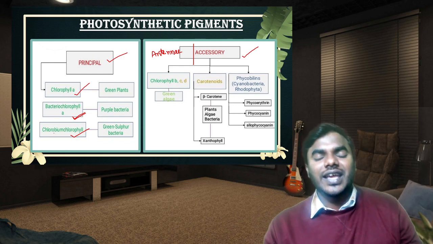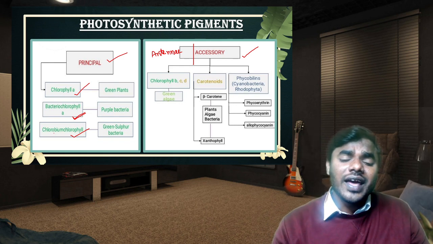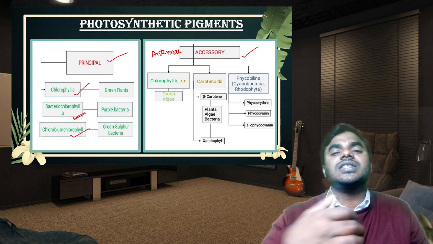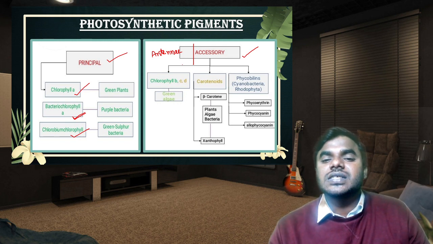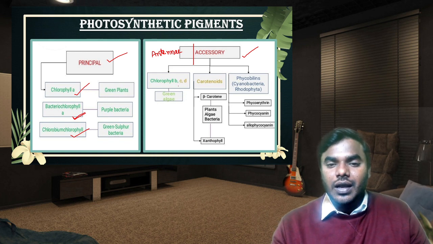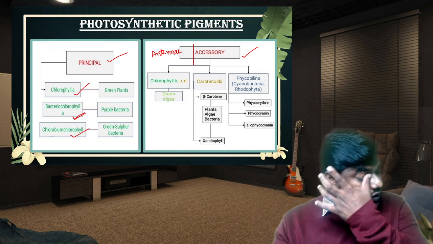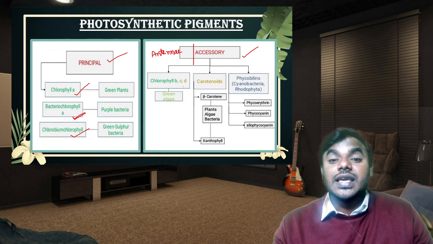I'm going to explain you in the next slide. What are they differ? They differ in the structures especially. Now, antenna or accessory pigments. Now you keep it in your mind. What are antenna or accessory pigments? I told you, right? Chlorophyll B, C, D.